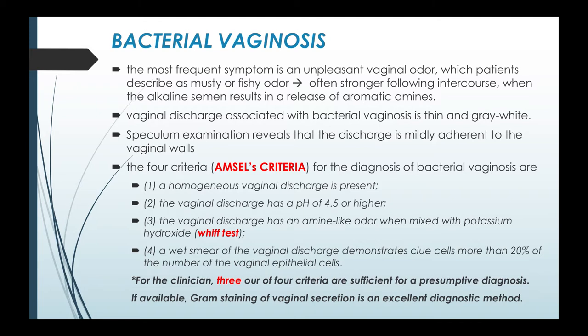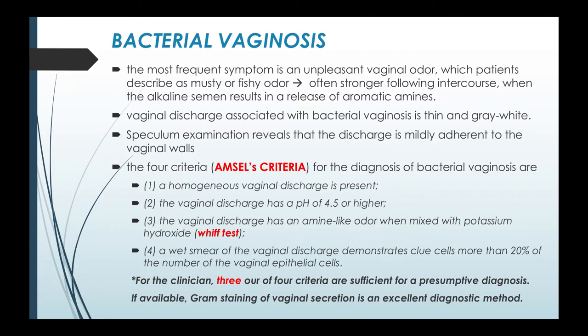Now, for us to be able to diagnose bacterial vaginosis, we use the Amsel criteria. The Amsel criteria has four criteria. First, a homogeneous vaginal discharge is present. Second, the vaginal discharge has a pH of 4.5 or higher.